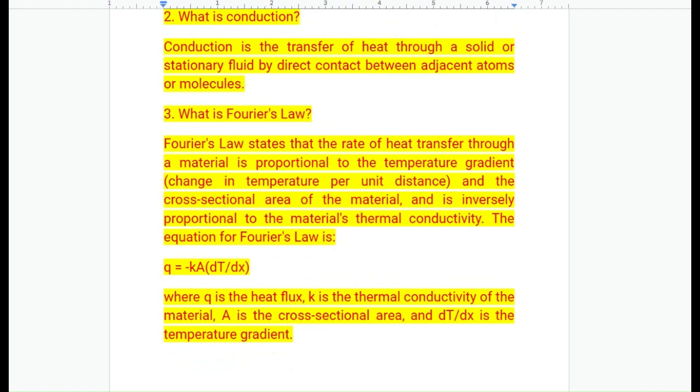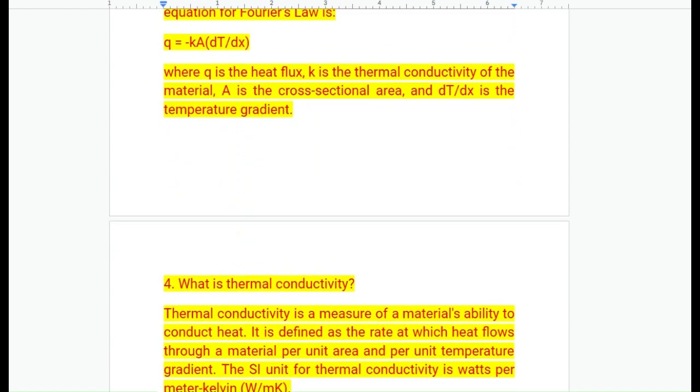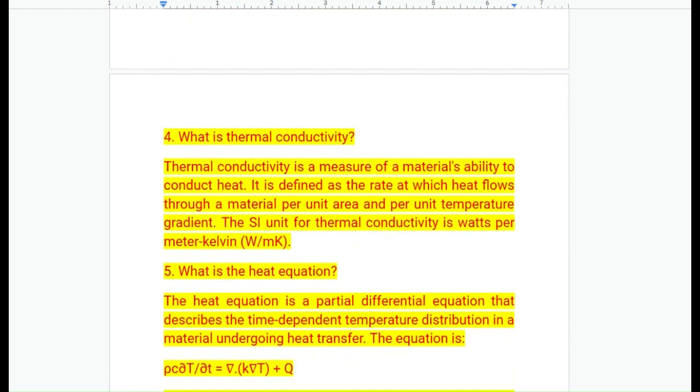4. What is thermal conductivity? Thermal conductivity is a measure of a material's ability to conduct heat. It is defined as the rate at which heat flows through a material per unit area and per unit temperature gradient. The SI unit for thermal conductivity is watts per meter Kelvin, W/mK.